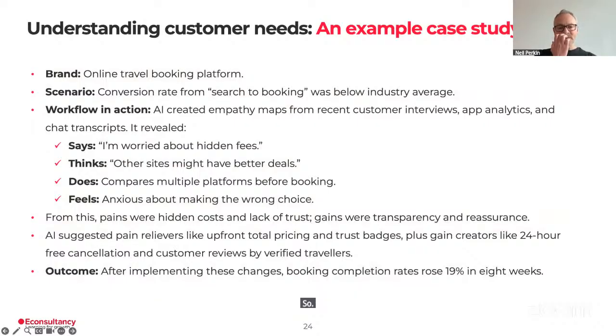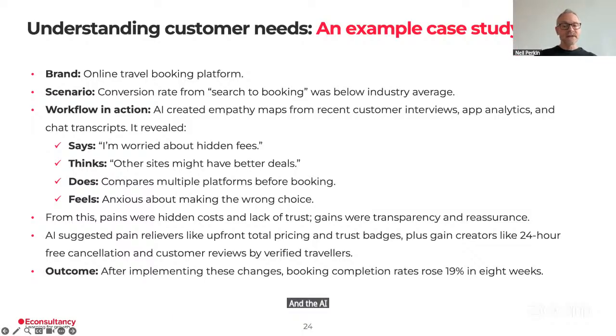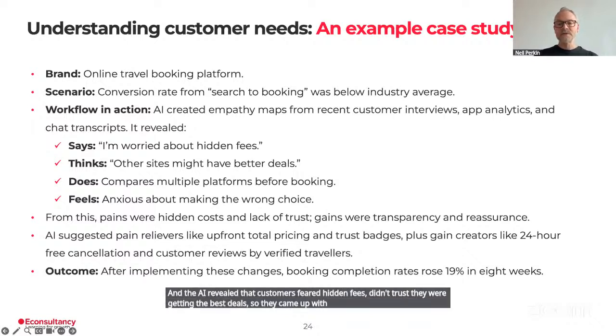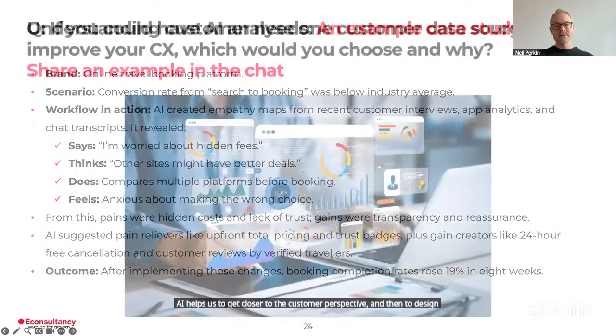So just a final example here. A travel booking platform, maybe they applied that to interview transcripts alongside app analytics, and the AI revealed that customers feared hidden fees and didn't trust they were getting the best deals. So they came up with a bunch of solutions, of course, including things like upfront pricing communication, trust badges, flexible cancellation, and of course that would potentially increase the completion rate. That's the power really of combining data with empathy. AI helps us to get closer to the customer perspective and then to design better experiences.